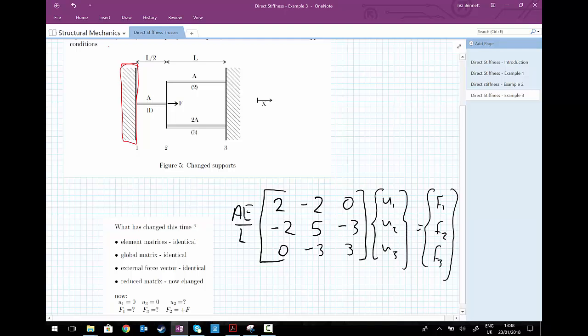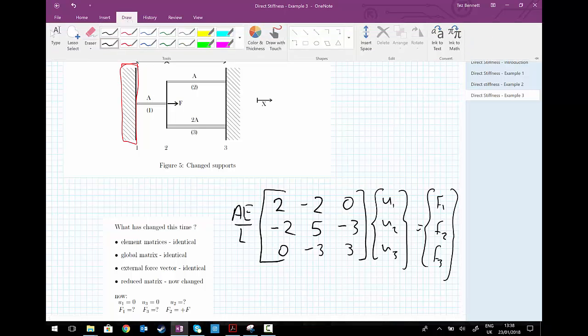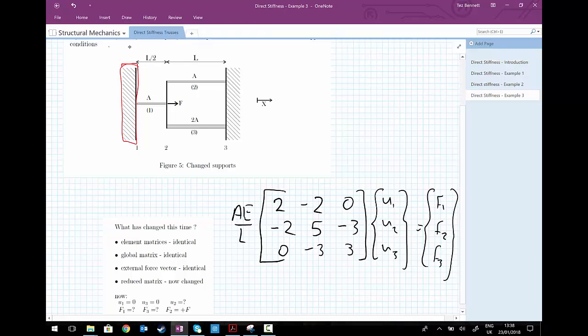So in this situation now, we know that u1 must be equal to 0 because it's supported. We know that u3 is 0 because it's supported. And we know that f2 is a known external force F.